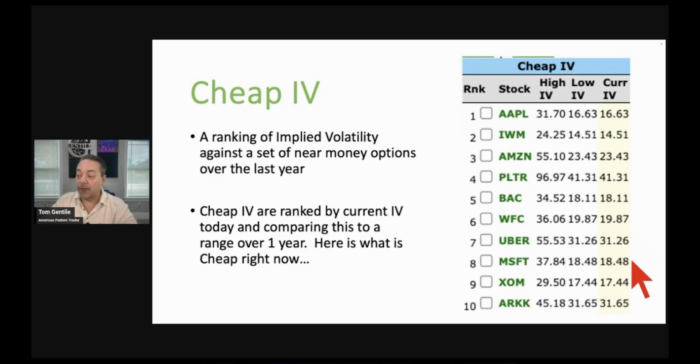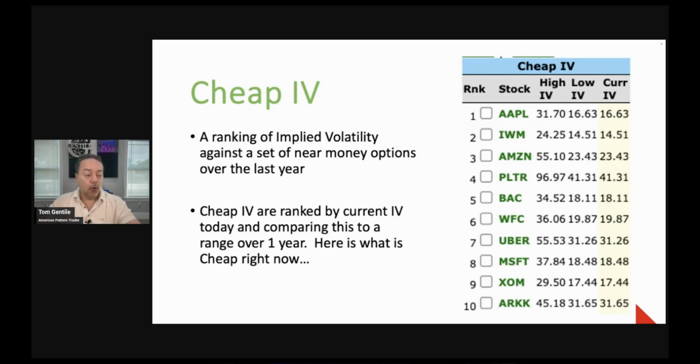You've got Microsoft on here at one-year low implied volatility. ExxonMobil popped in here, all right, the only oil company of the bunch that's at one-year lows for implied volatility. And to round out the top 10, Cathie Wood's ARK Fund is at one-year lows in implied volatility.